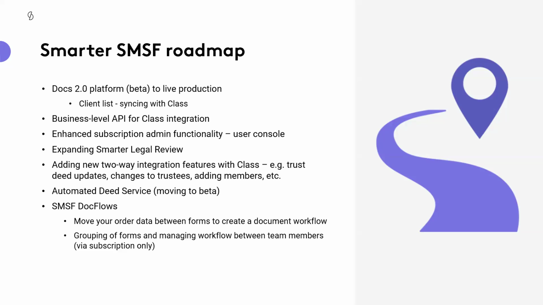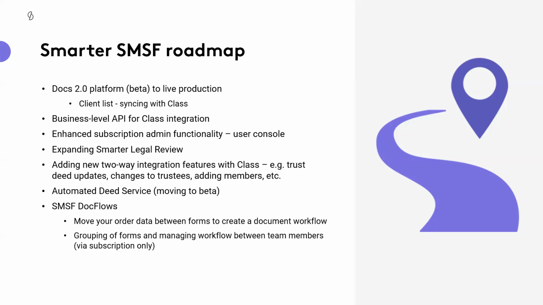The business level API for the class integration is another area of key focus at the moment. We've got a number of clients requesting that. So it is a big priority at the moment for us as part of the integrations page on our new platform. The enhanced subscription admin functionality. So we showed you that user console, orders console there. Again, more work being done in there. Expanding on our Smarter Legal Review, which is growing in terms of the number of inquiries we have, to be able to support the documents and amendments and so forth that are needed, or reviews.